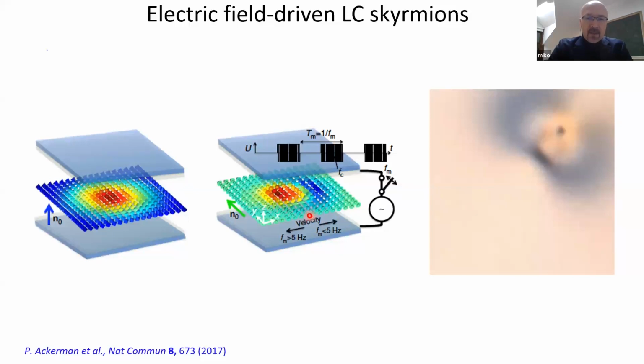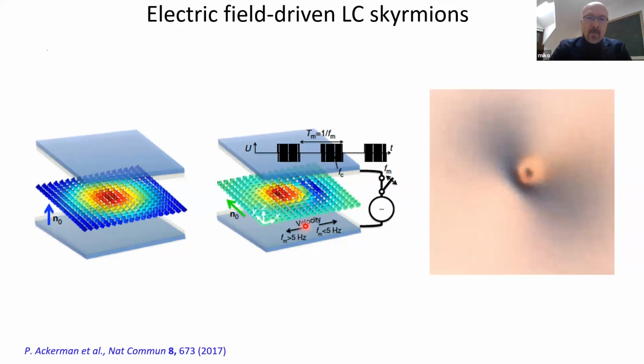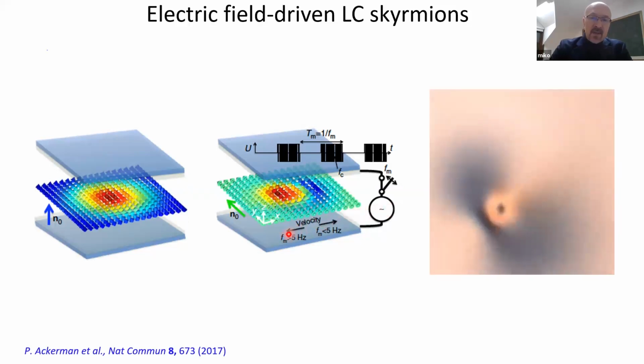But what is interesting, if you now change the frequency of this voltage modulation, you can achieve motion of the skyrmion, and the direction of motion depends upon frequency. So you can achieve motion towards, let's say, the right for low frequencies or towards the left at higher frequencies, right? And this is a very curious and very interesting effect. We have a quasi-particle which moves through the liquid crystal matrix, and you can control this motion by the electric field. But it's not the end of the story.